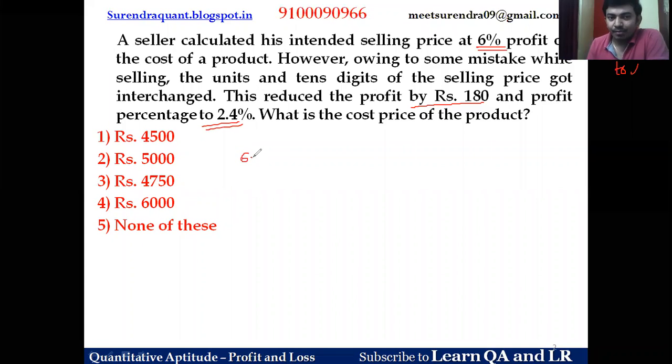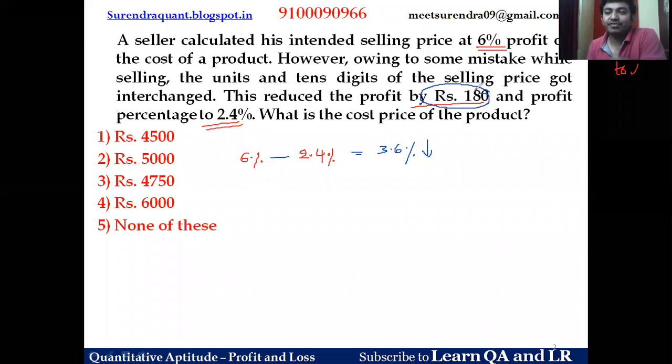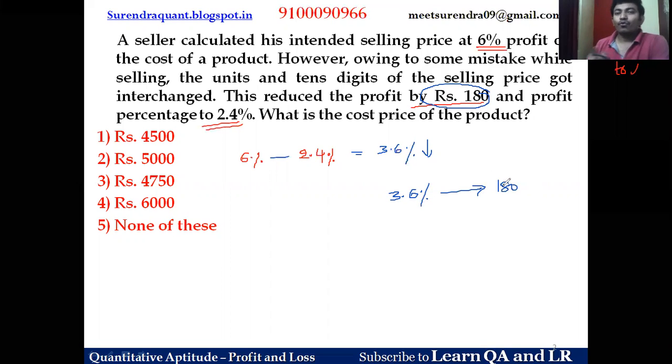So initially, the profit is 6%. Because of the change in the units and tens digit of the selling price, the profit percentage becomes 2.4%. Friends, what is the decrease in the profit percentage? 6% becomes 2.4%. The decrease is the difference: 3.6%. Because of the change in the units digit and the tens digit of the selling price, the profit reduces numerically by 180 rupees and percentage-wise by 3.6%. So friends, if a 3.6% decrease is 180 rupees, then what is the cost of the product?